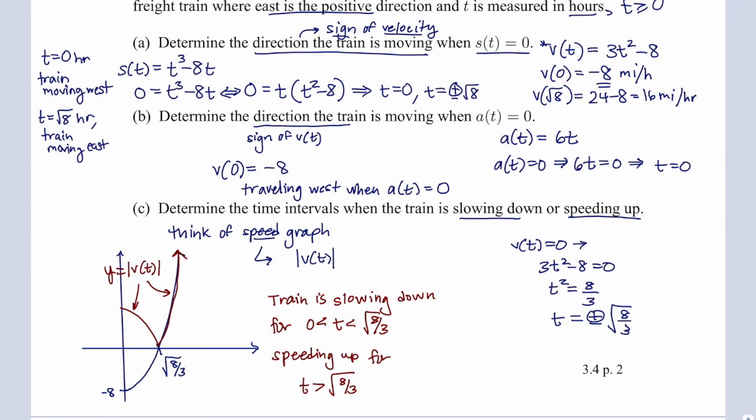Right? Because the absolute value of the velocity is decreasing for the time interval from 0 to square root of 8/3, and then it's increasing for the time interval after square root of 8/3. So if we think about the absolute value of the velocity, that gives us an idea of when the train is slowing down or speeding up.